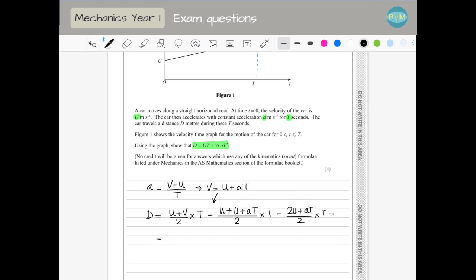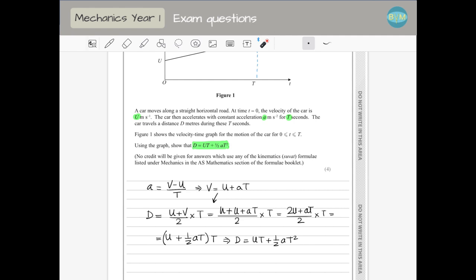So 2u divided by 2 is u, and at divided by 2 is going to be 1/2 of at, and I'm going to multiply this by t. Expanding the bracket, I have that d is ut plus 1/2 at squared. And this is the formula that I needed you to find.